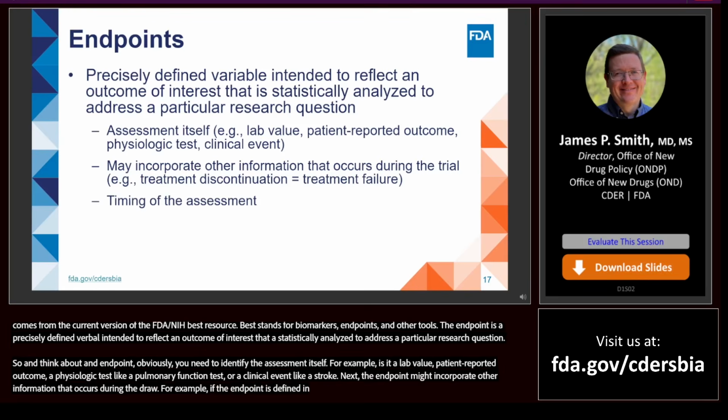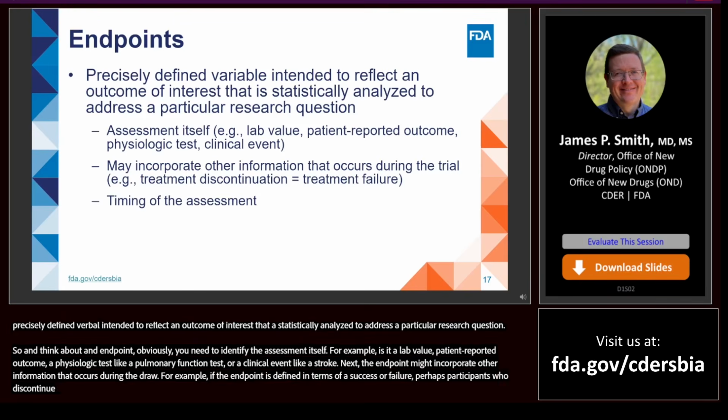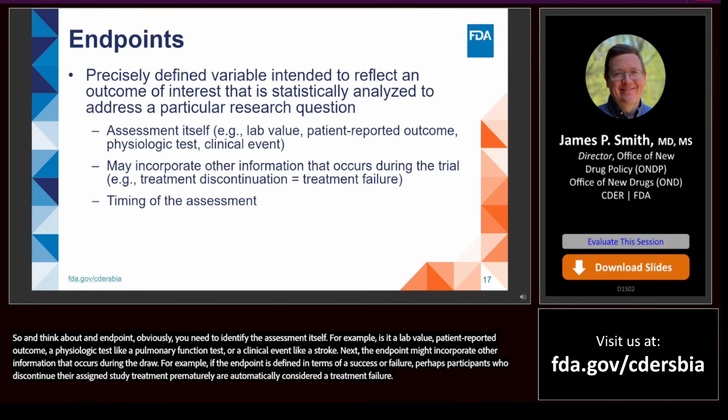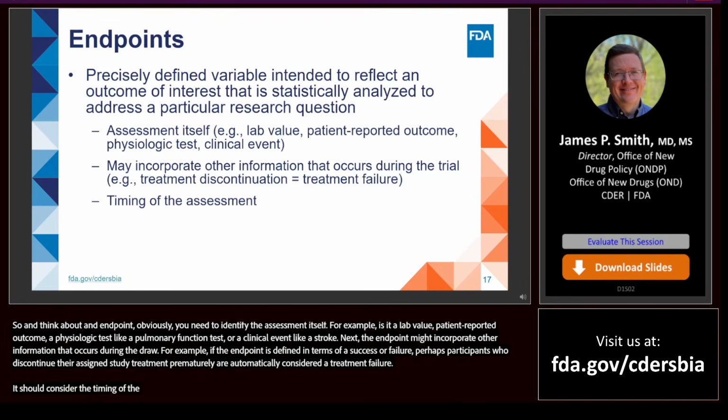It should consider the timing of the assessment. So for example, are you interested in a hemoglobin value after 6 months of treatment? Or maybe the assessment is one that could happen at any time, such as a participant having an event like a stroke, and really the time of interest is the duration from randomization until when that first stroke occurs.